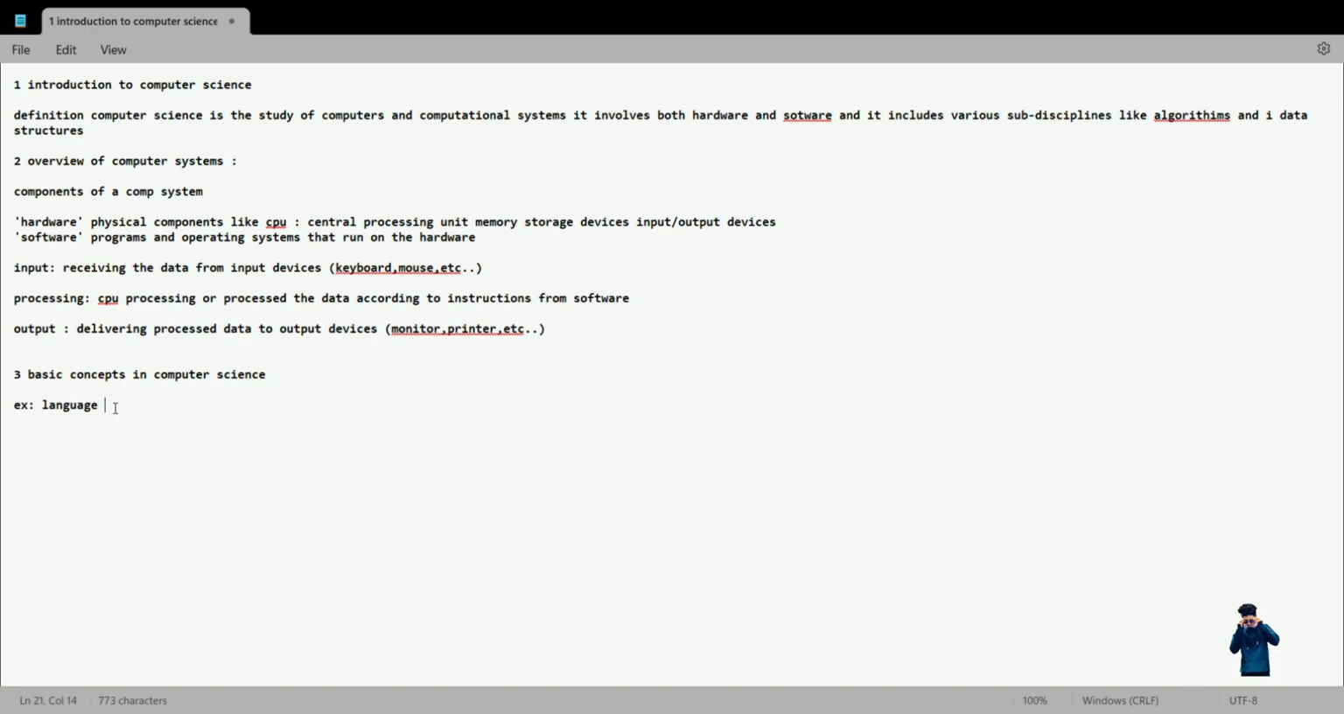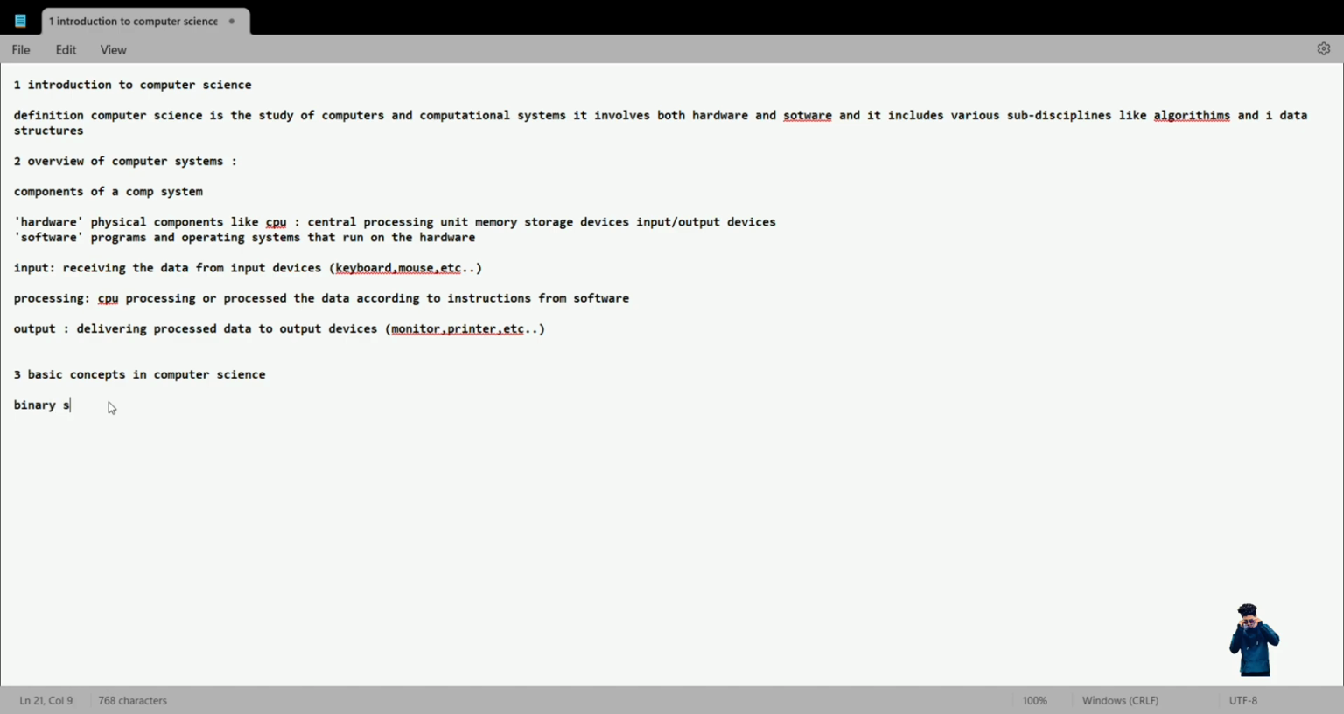So normally everyone can speak Telugu, Hindi and English. This is the way of communication, using these languages from one person to another person, or from other persons to one person. So this is the way. After that, in these basic concepts in computer science, first of all we want to know about language.